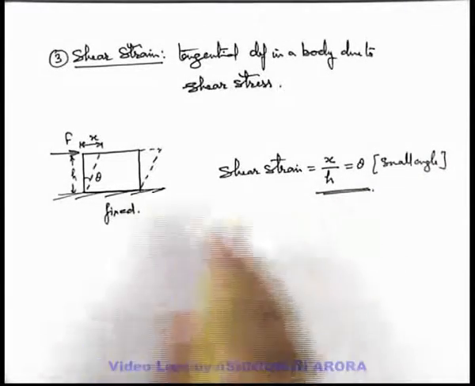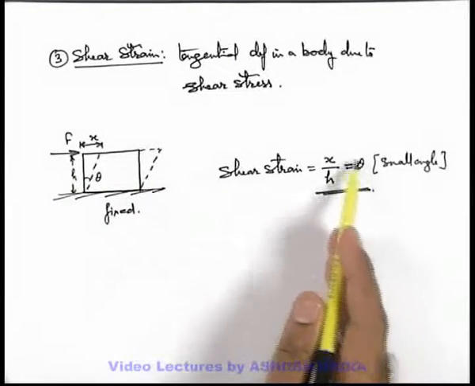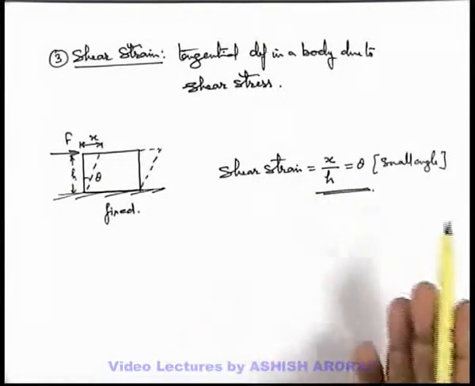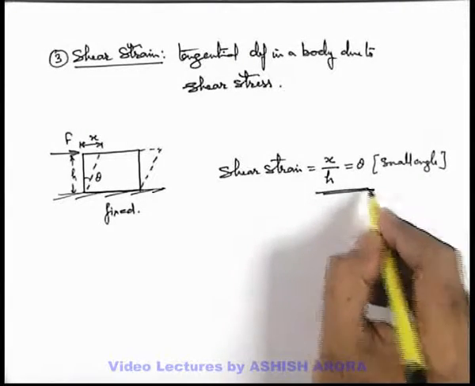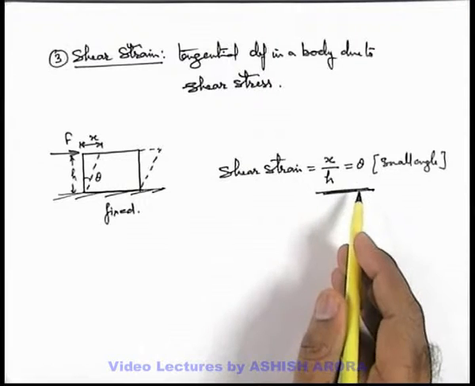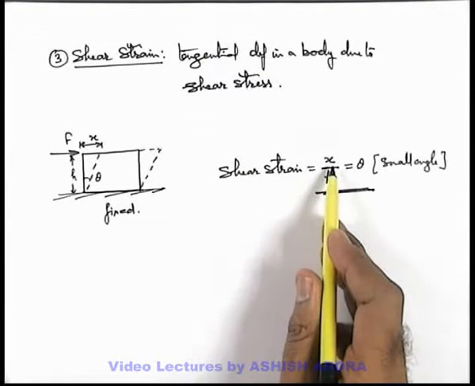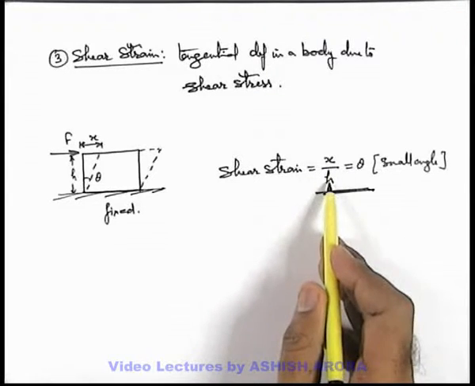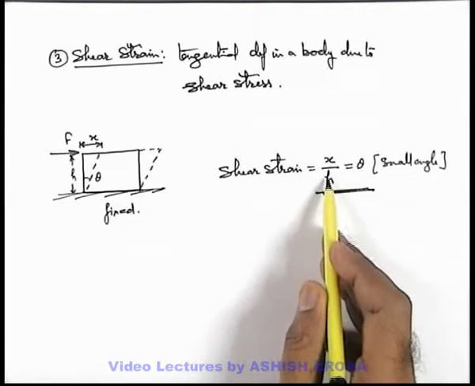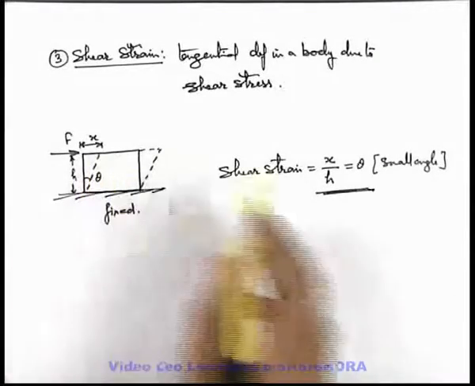When bodies are highly elastic, then these may get deformed to large angle. In that case we cannot directly use this expression, but in most of the cases which are available in our surrounding or we will deal in this section, we will take shear strain as deforming length, tangentially divided by the total length of the body in which the deformation is taking place, normal to the tangential direction.